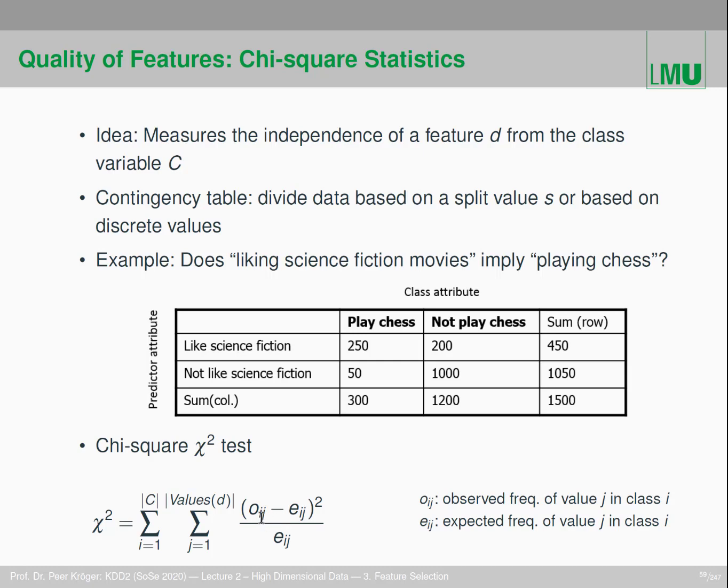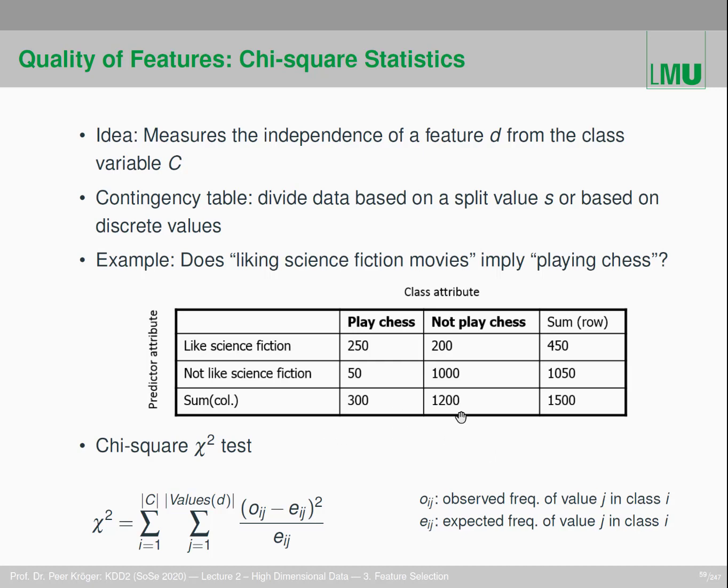and the most important thing is this one here. So O_ij is the observed frequency of value j in class i. Yeah, so for example, the observed frequency of value do not like science fiction in class chess, which is 50. Yeah, and this E_ij is not the observed one, but the expected frequency of value j in class i.